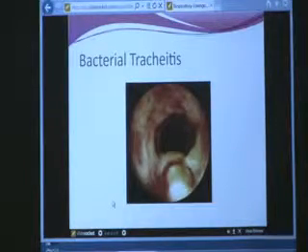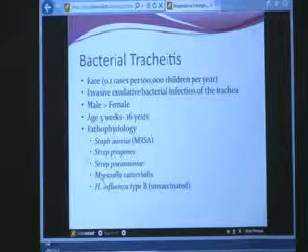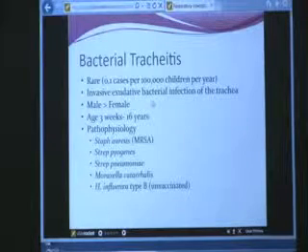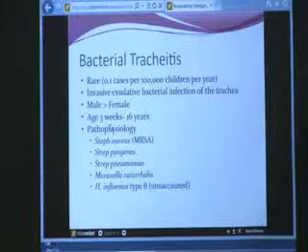Bacterial tracheitis, this is also rare, probably 1 in 10,000 patients, but it's usually inflammation of the trachea. Usually staph is probably one of the most common organisms. It's an invasive exudative bacterial infection of the trachea. Males are greater than females, 3 weeks to 16 years, and like I said, staph is probably your biggest organism.